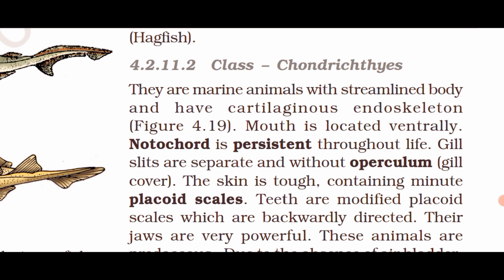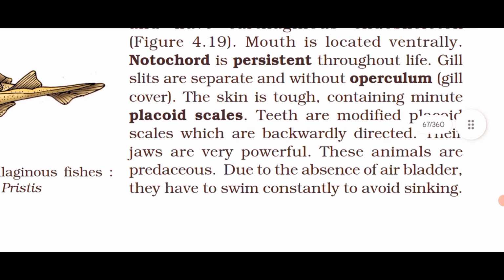Gills, gill slits are separate and without operculum, that is gill cover. The skin is tough, containing minute placoid scales. Teeth are modified placoid scales, which are backwardly directed. Their jaws are very powerful. These animals are predaceous. Due to the absence of air bladder, they have to swim constantly to avoid sinking.